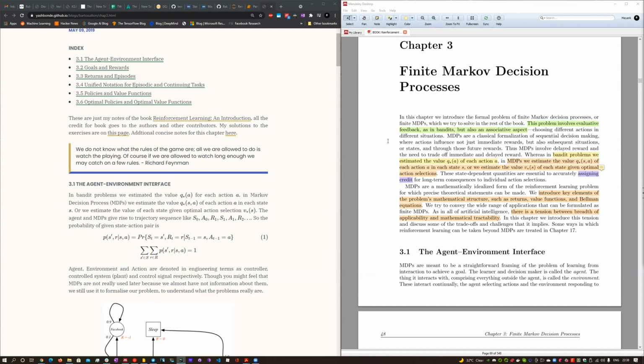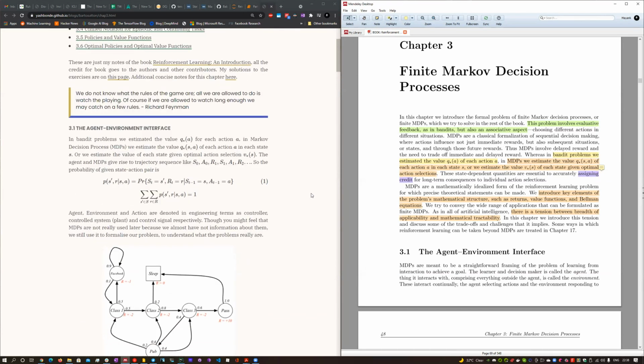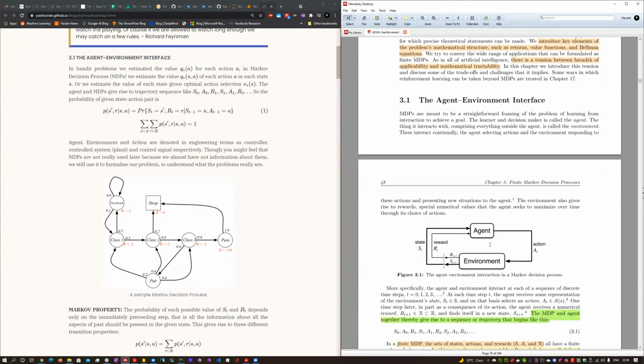exercises. What we discussed was, let me try to take this. We discussed the agent environment interface, in which this is the diagram of the interaction in a MDP. We have the estimate of the value and estimate of the action.